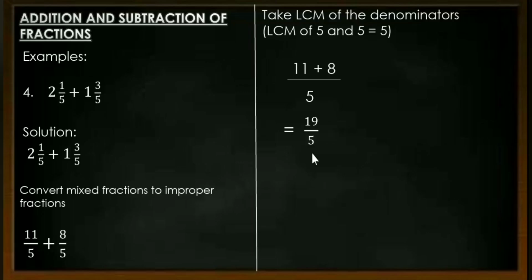Can we leave our answer like this? The answer is no. It is improper for a smaller number to carry a bigger number. Hence the reason why we'll convert this to a mixed fraction. So when 5 divides 19, we will have 3 whole number. There will be 4 as remainder divided by 5.